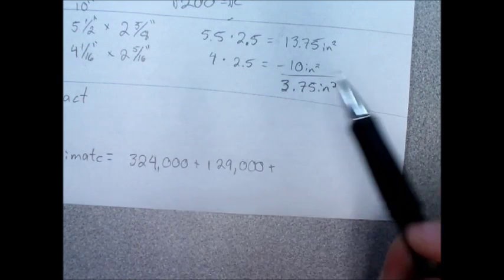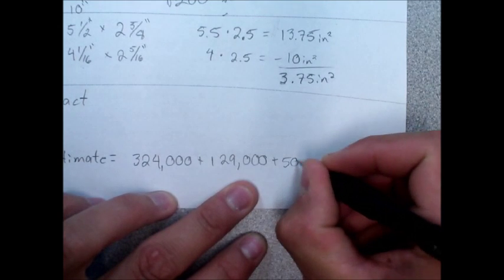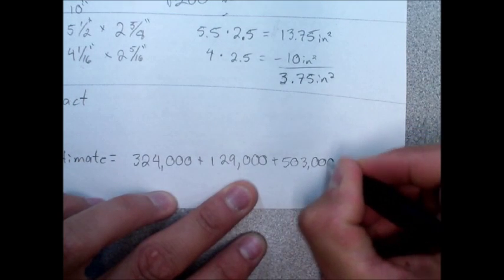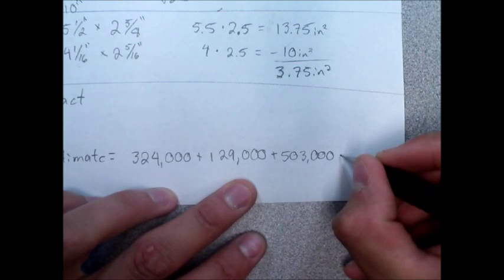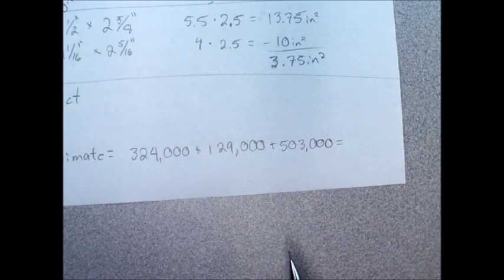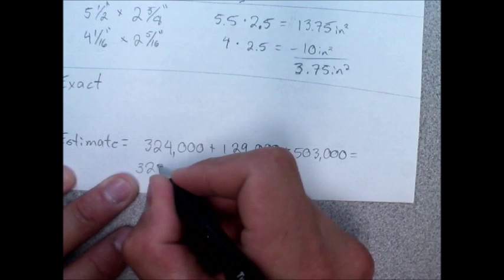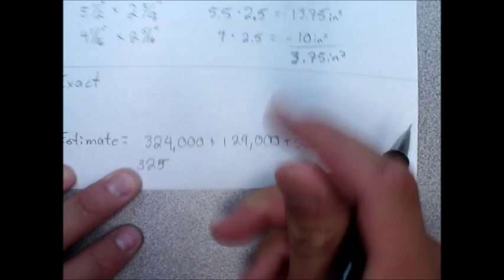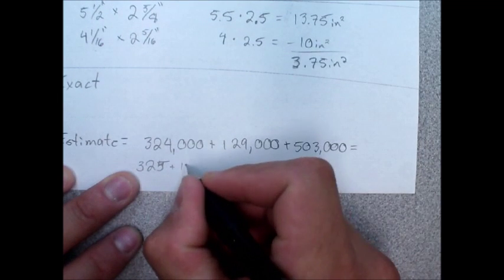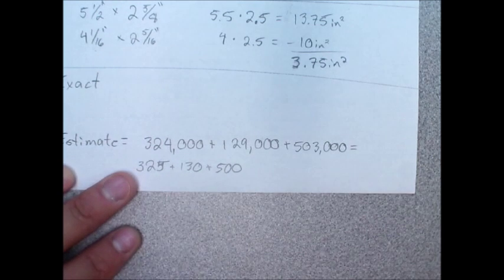Okay? So it'd be 503,000. Now in reality, I didn't need to really write down all these thousands because I could have just added up the first 3 numbers on each of those and got my estimation, right? Another option here, because it just said to estimate, this is what I would have done. I would have said 325 plus 130 plus 500. That's what I would have done, just to make sure that I added my stuff up correctly.